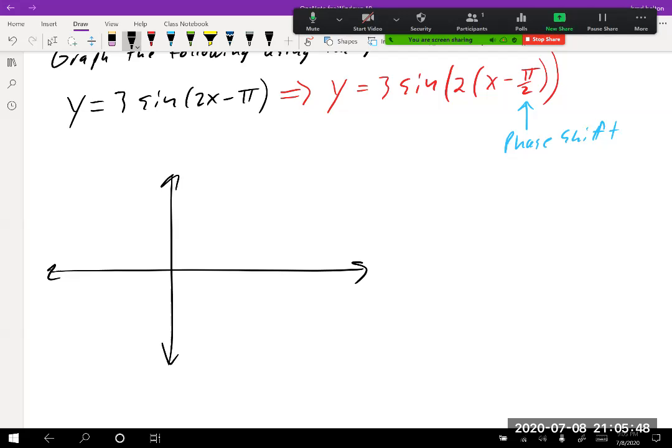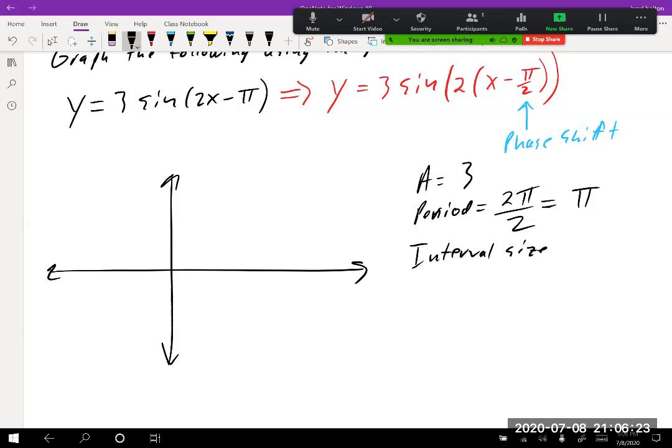I still personally believe that it's nice to still build the 5 key x values and then build your table, which we can still do. But what they want you to see is let's go through the period. So we know our amplitude is 3. We know that our period is 2 pi divided by omega, and omega was 2, so we have pi. We know our interval size. You see how everything's still the same. Interval size equals pi divided by 4, right?